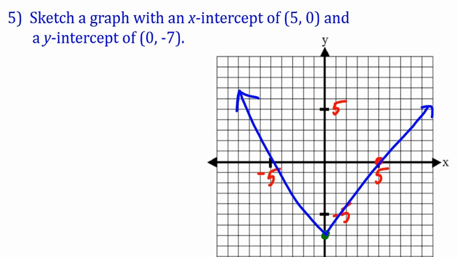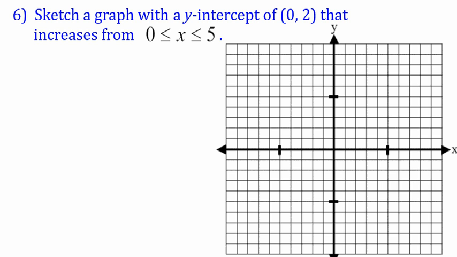Let's try another one. Here's your requirements. Could you sketch a graph with a y-intercept of 0, 2 that increases from the interval where x is greater than or equal to 0, but less than or equal to 5? Now, thinking about that interval, right, these points are included. So that's the inequality notation. I could write it in interval notation using my brackets. So it has to be increasing over the interval 0 to 5, and we need to have a y-intercept at 0, 2.